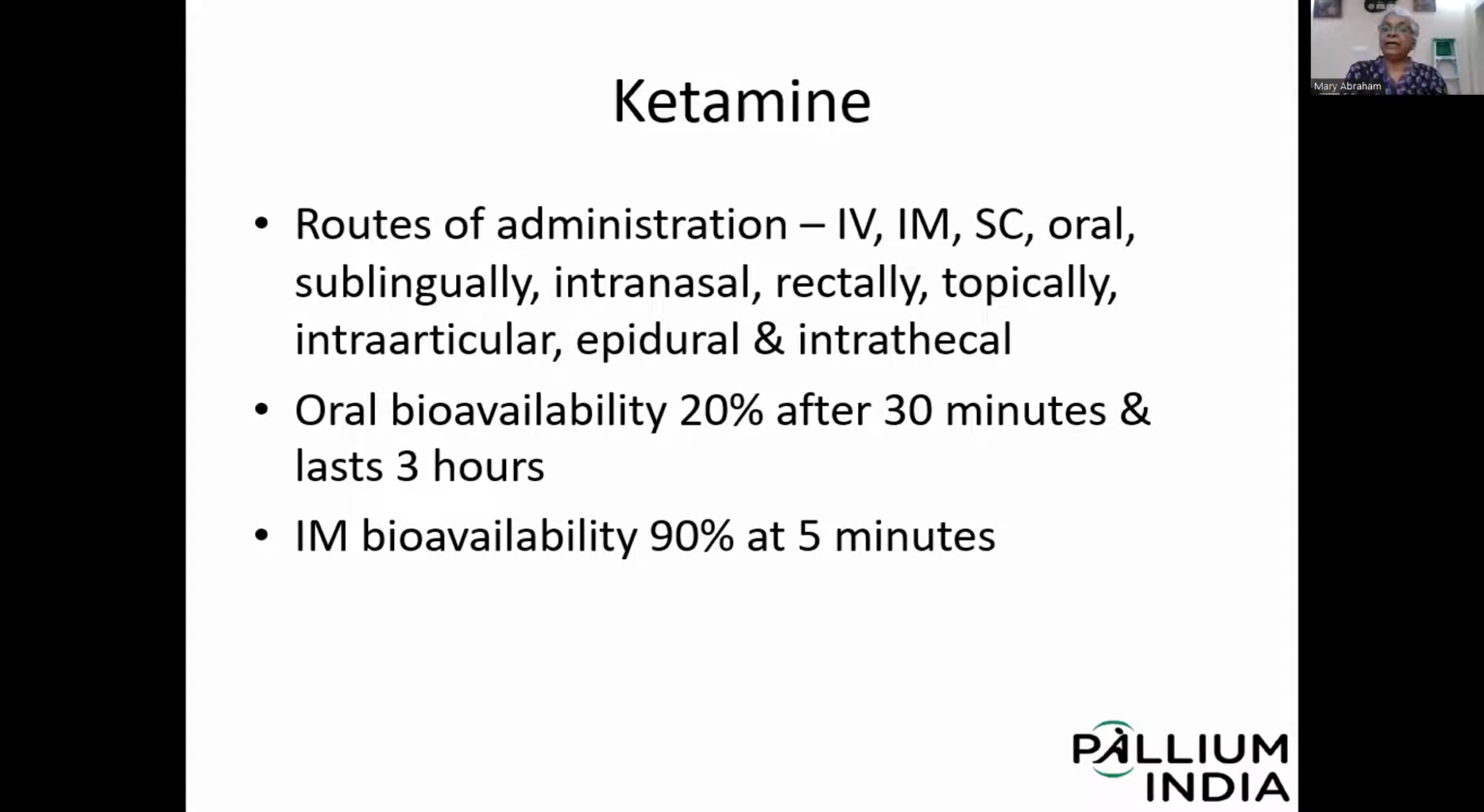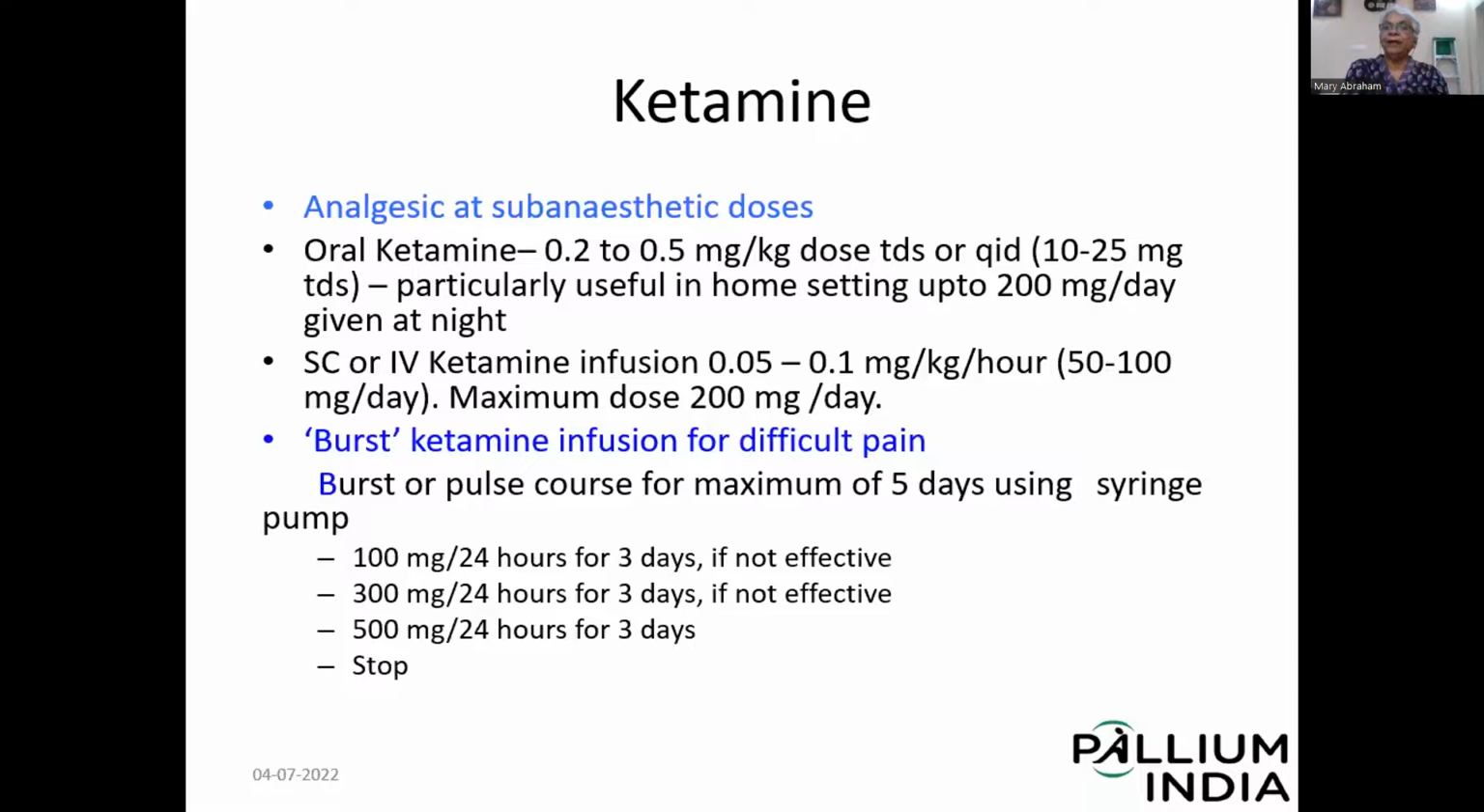It can be given by a variety of routes: IV, IM, SC, oral, sublingual, intranasal, rectally, topically, intraarticular, epidural, and even intrathecal. Its IM bioavailability is very high, 90% at 5 minutes. Oral is lesser at 20%. Now, ketamine is normally an anesthetic drug, but in sub-anesthetic doses, it is very effective for treating neuropathic pain. So oral ketamine, you give in a dose of 10 to 25 mg, and subcutaneous or IV ketamine, you can go up to 50 to 100 mg per day, maximum 200 mg. And sometimes for treatment of intractable pain, we use what is called a burst ketamine infusion. I discuss this when we are discussing difficult pain.